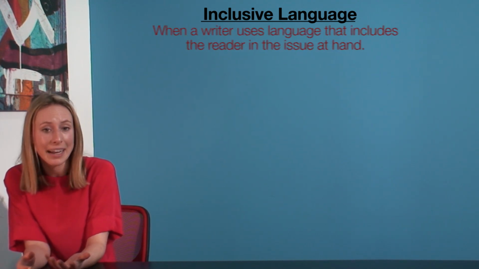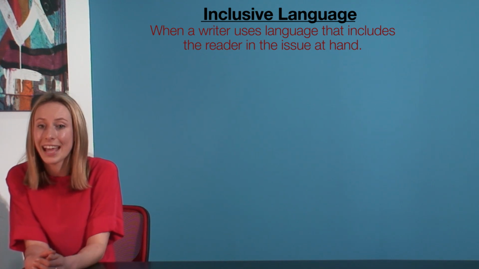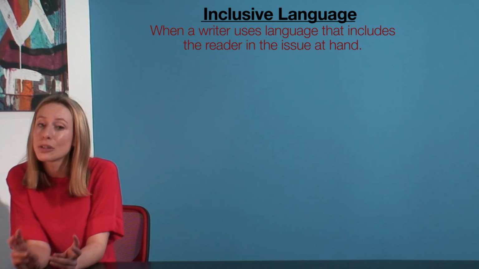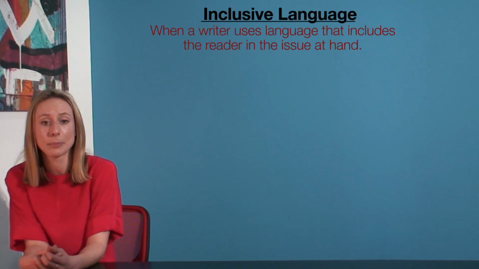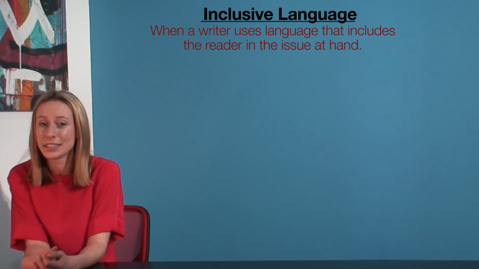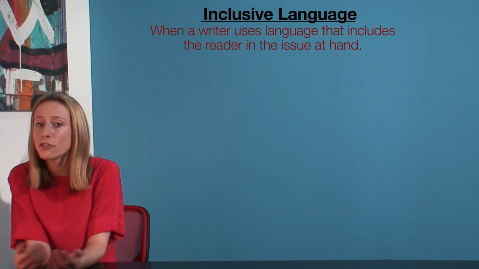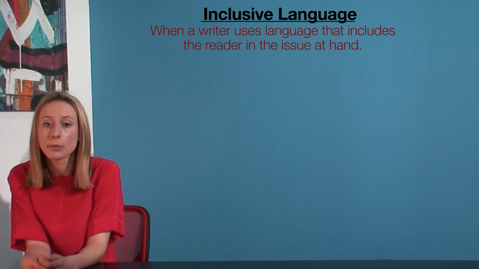When a writer uses language that includes the reader in the issue at hand, it is referred to as inclusive language. This is a really common technique and is usually easy to spot, but it is often not analysed very well by students. Words such as our or we are often used to make the reader feel like part of a group. Consider the following statements.